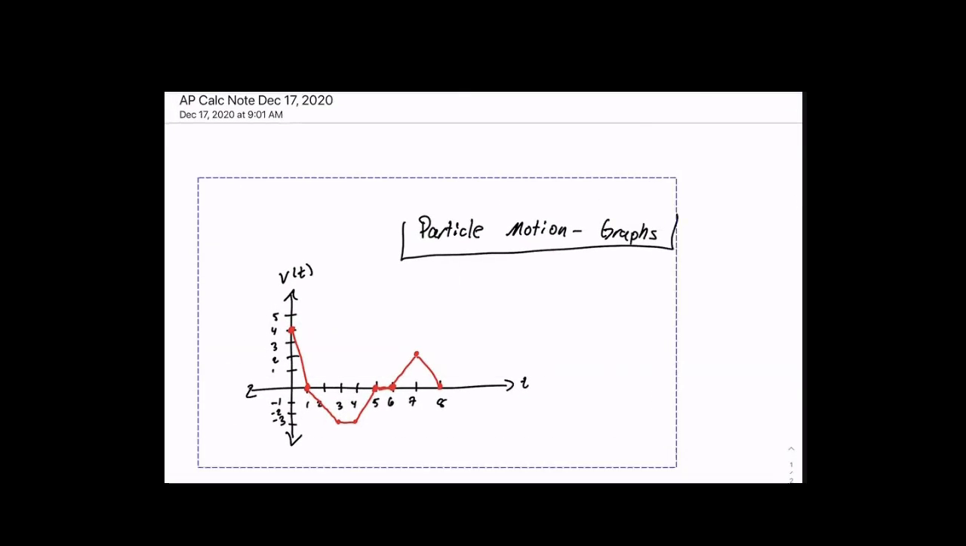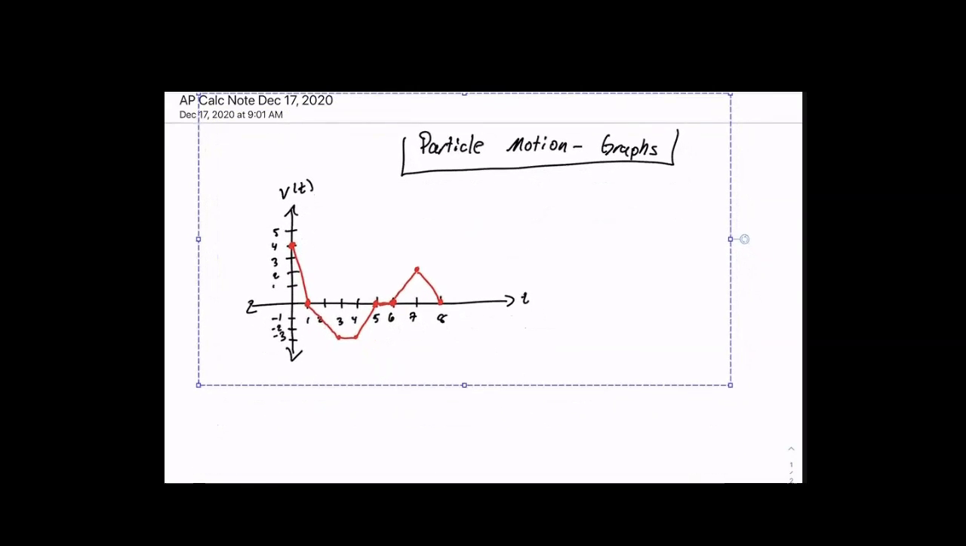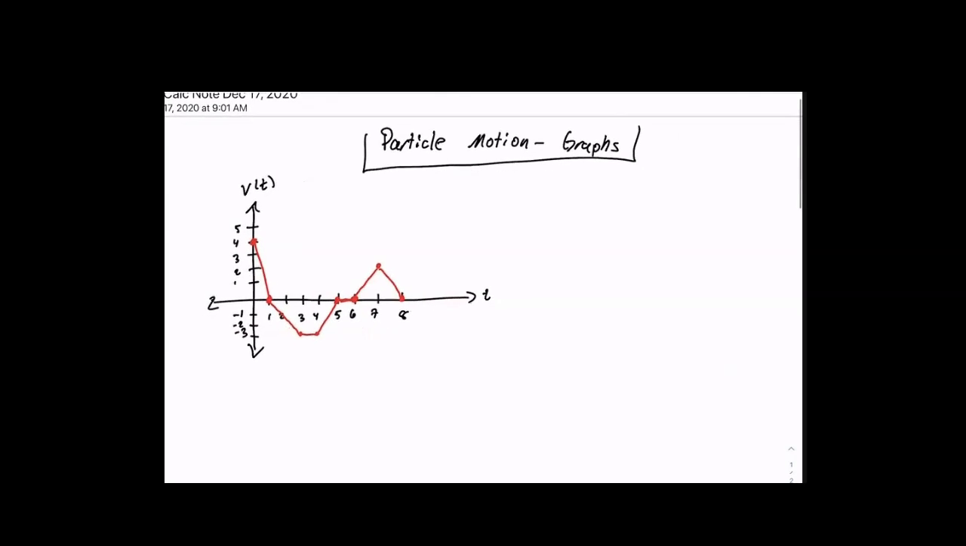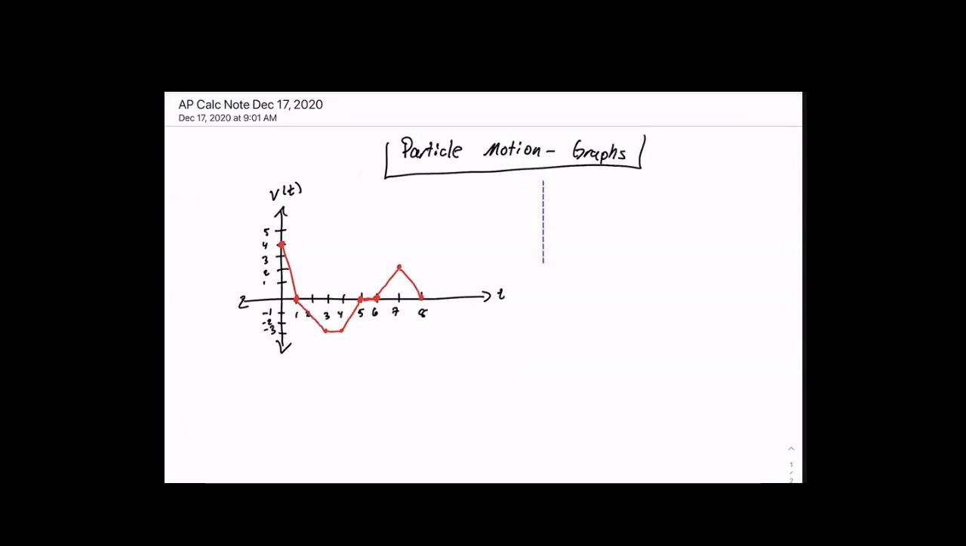We read this graph much the same way that we read sign charts. As such, values above the x-axis represent positive velocities.